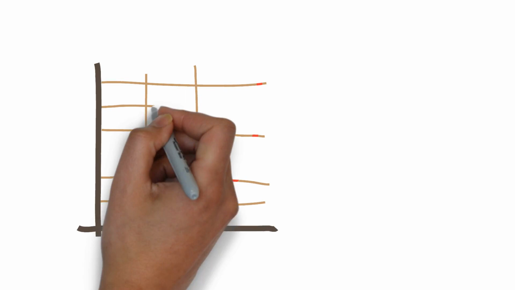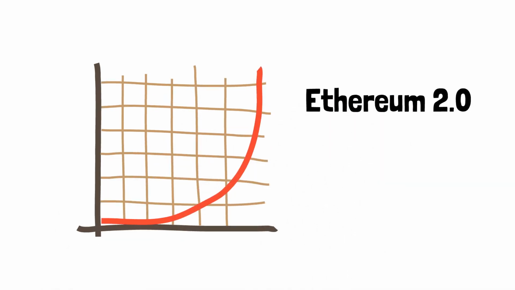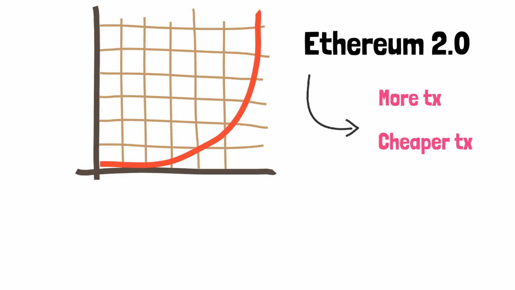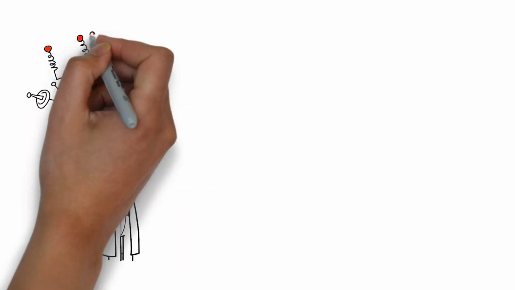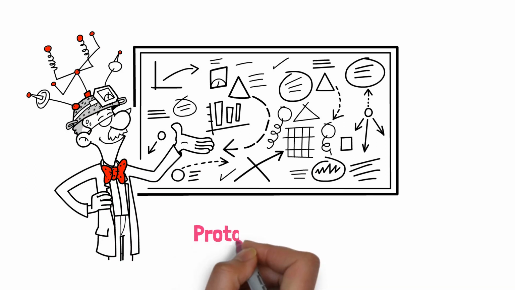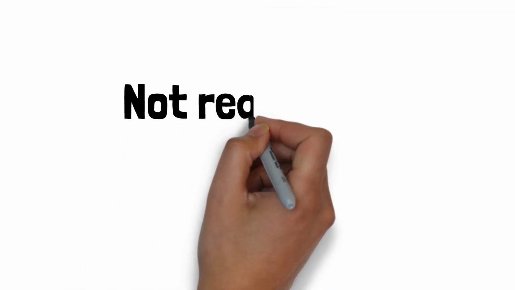More on this later. Scalability is one of the biggest challenges for blockchains. Ethereum 2.0 is the next version of Ethereum built for scalability. It will allow Ethereum to process many more transactions at a lower cost. Ethereum 2.0 is pretty complex, but you don't need to worry about it because it's just a protocol level update, not an application level update. It will not impact how we build blockchain applications. Ethereum 2.0 is going to be awesome, but it's not fully released yet.